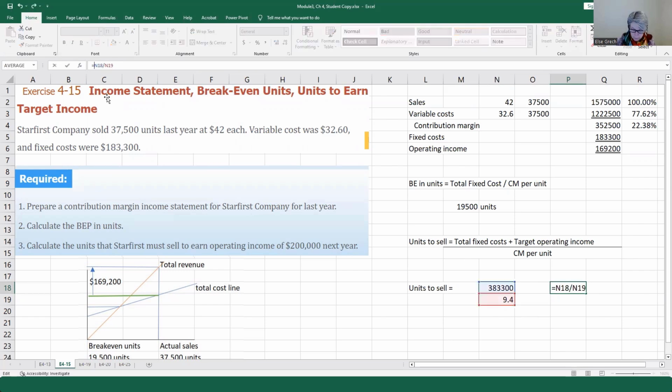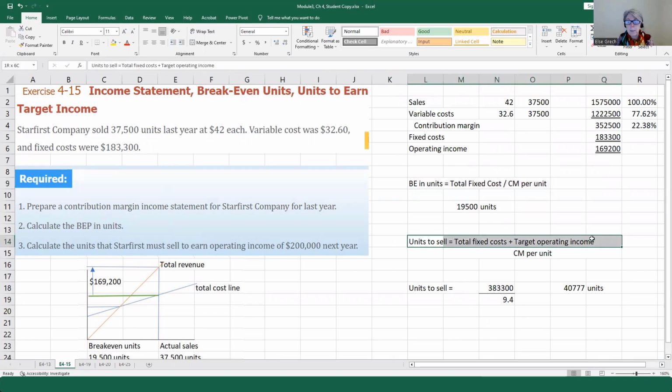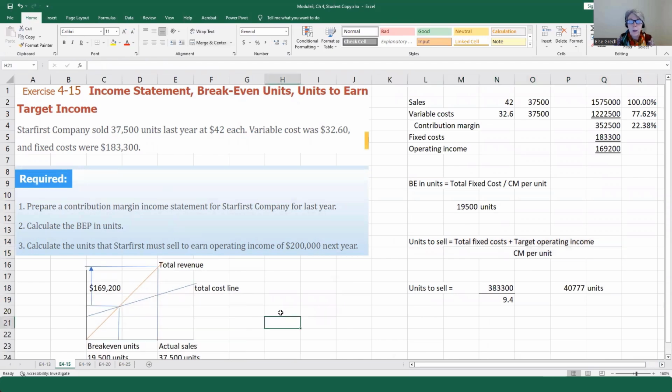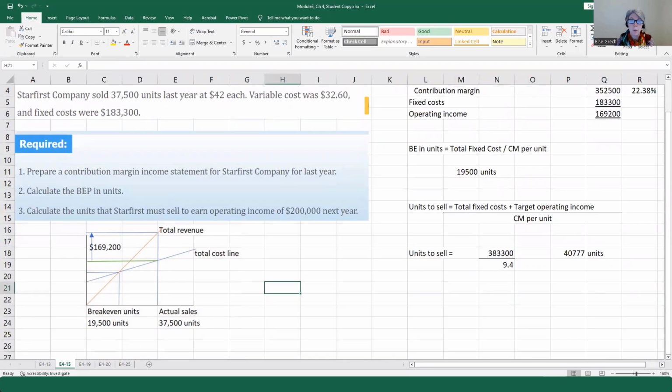I'm going to use the round function, round. I'm going to put this over here. I'm going to round it to 0 decimal places. There we go. That's how many units we have to sell in order to earn a $200,000 operating income. So keep in mind what we've done. The units to sell when we have a target operating income. And we know how, of course, a CVP chart works. It's usually called a CVP, cost volume profit analysis chart.